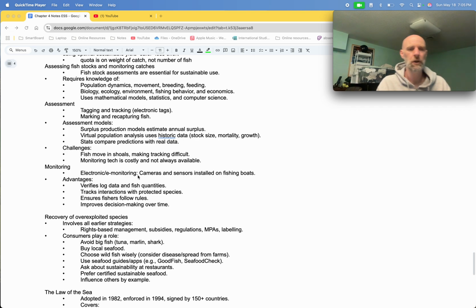Recovery of overexploited species involves all earlier stages: rights-based management, subsidies, regulations, MPAs, labeling. Consumers play a role, big time, with purchasing power. Avoid big fish: tuna, marlin, shark. All right, I'm not a big fan of eating shark anyway. But hey, you do you.